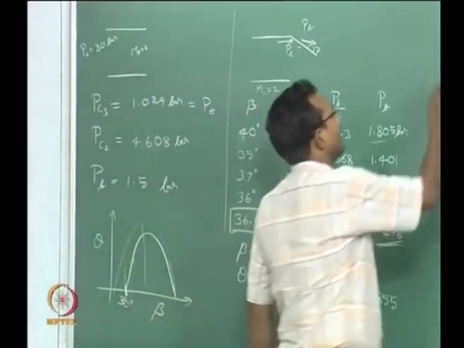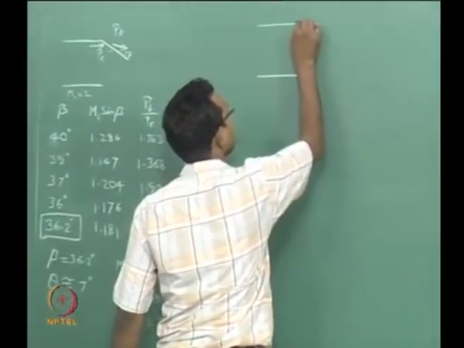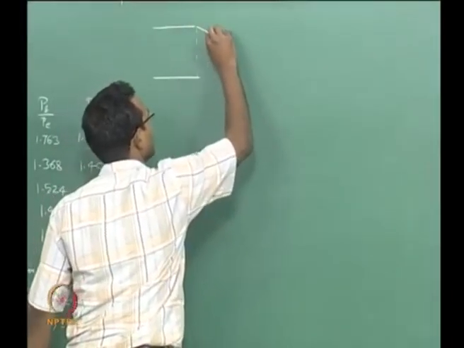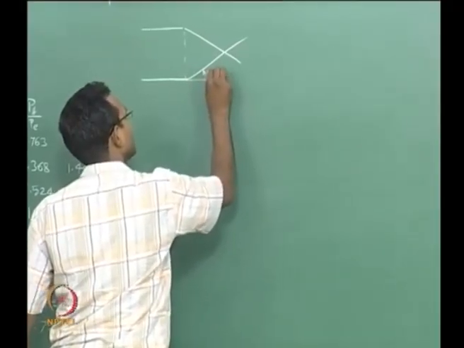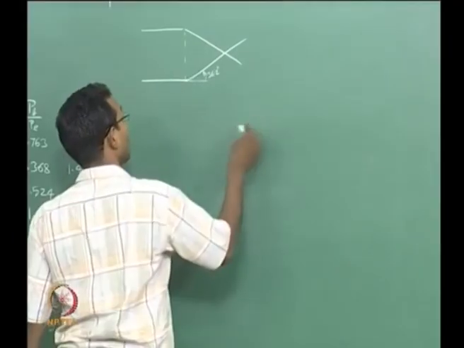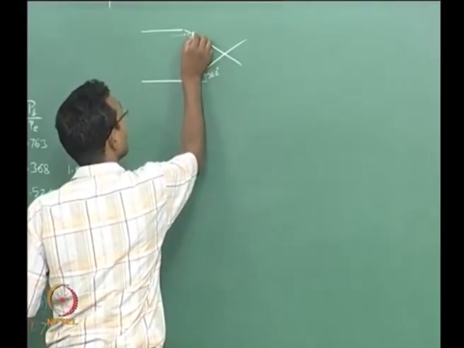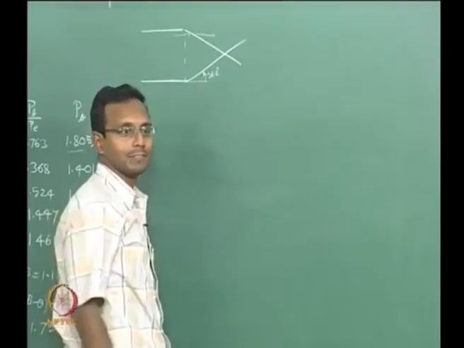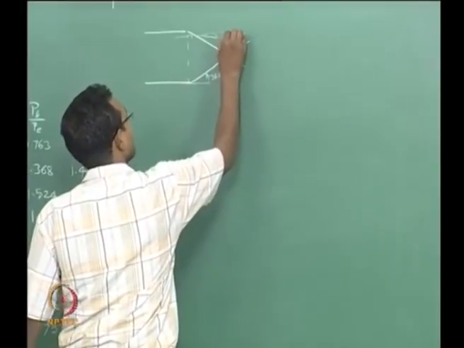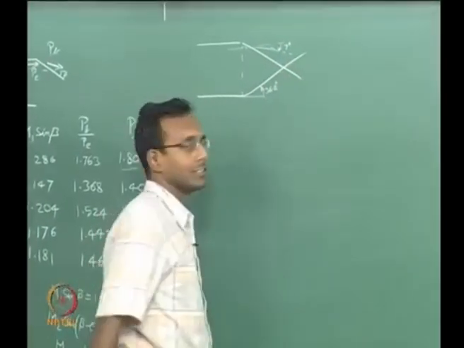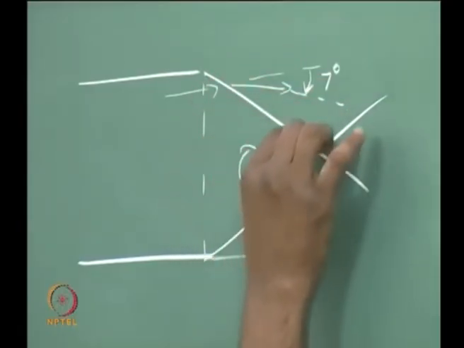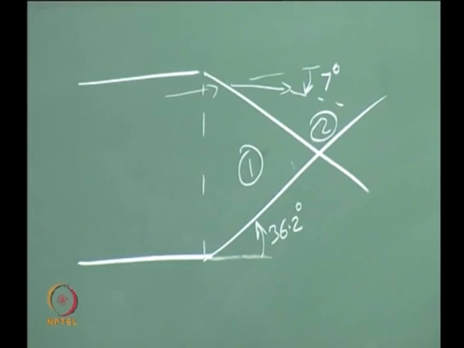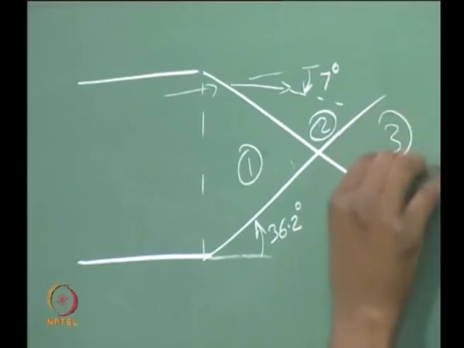Now I want to go a little further into the jet. I have this particular case. Now I know that I have a shock which is having an angle of 36.2 degrees, which is turning the flow by only 7 degrees, a very small angle change, that is all it is doing. I know my pressure here now. This is region 1, region 2, I know the pressure there, which is our P2, which happens to be equal to PB, back pressure.